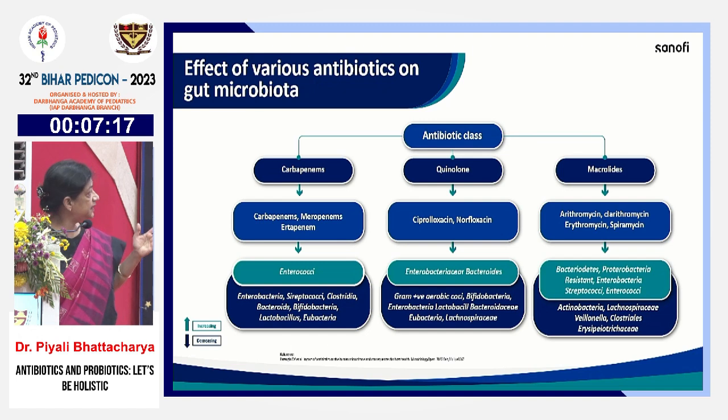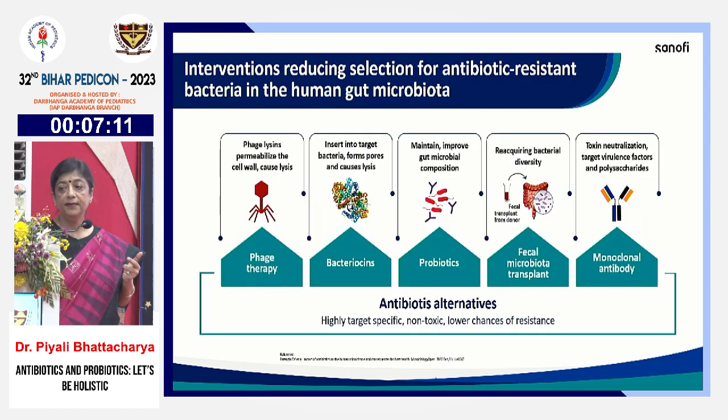So in this, look, I have also given carbapenems, quinolones, macrolides, all of them. So what the message should be is that unless necessary, please avoid antibiotics. And what are the interventions then? How can we be holistic in the selection of antibiotics, for antibiotic resistance?